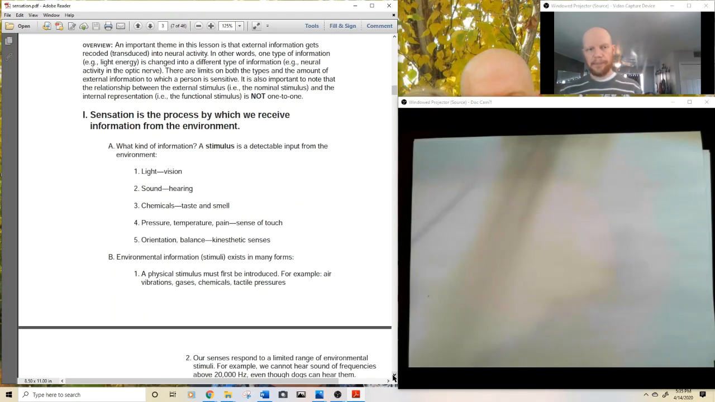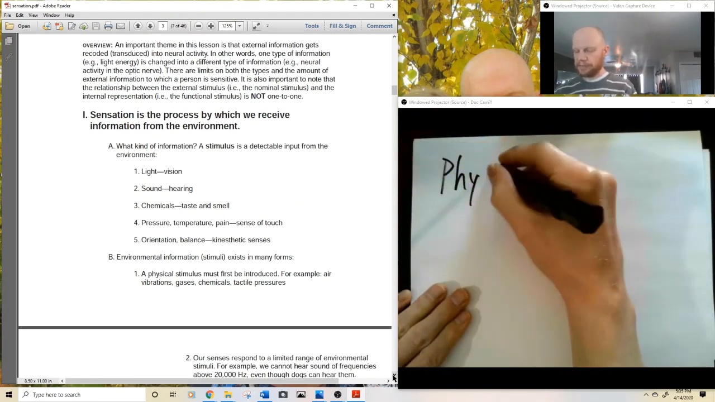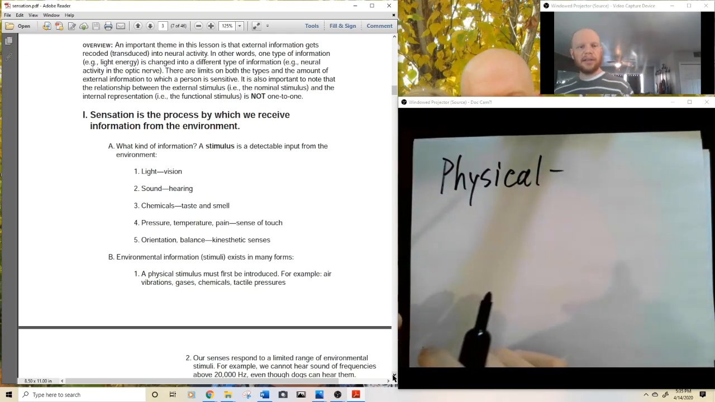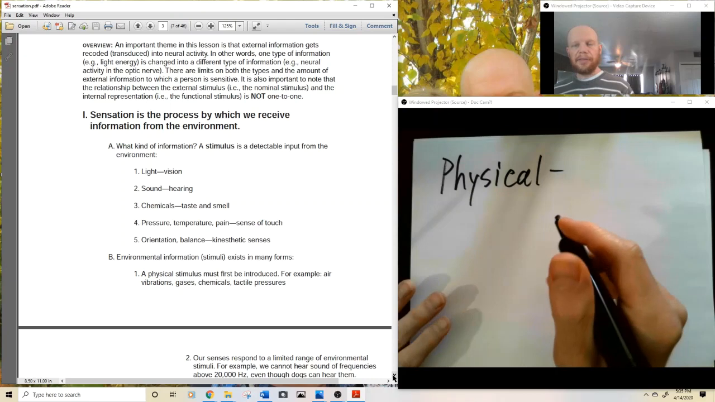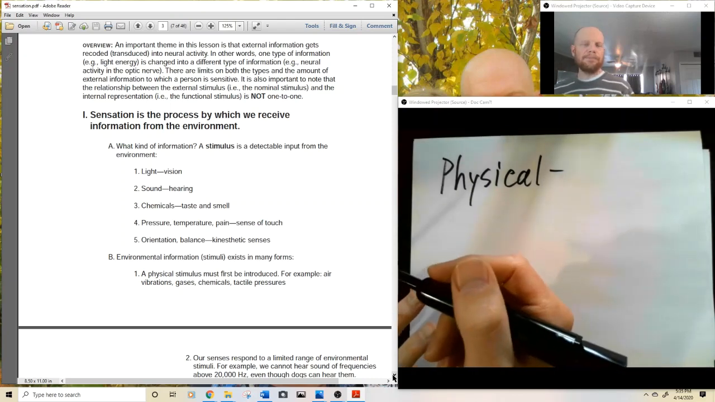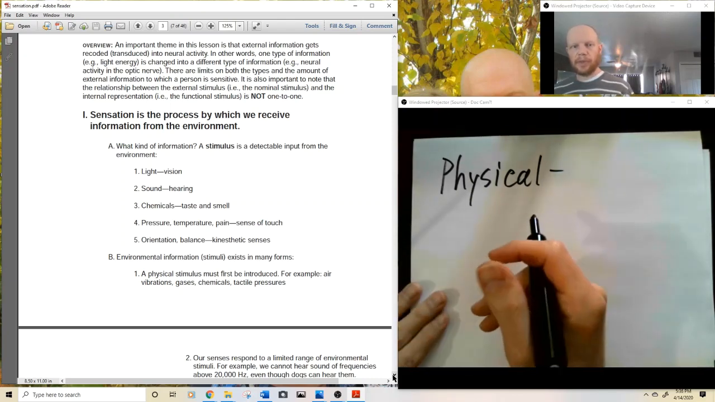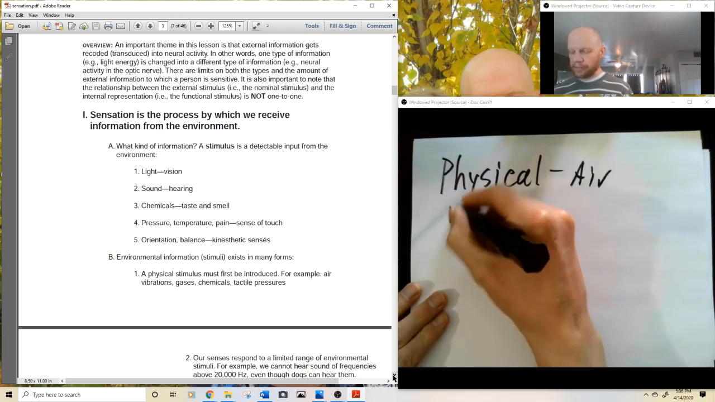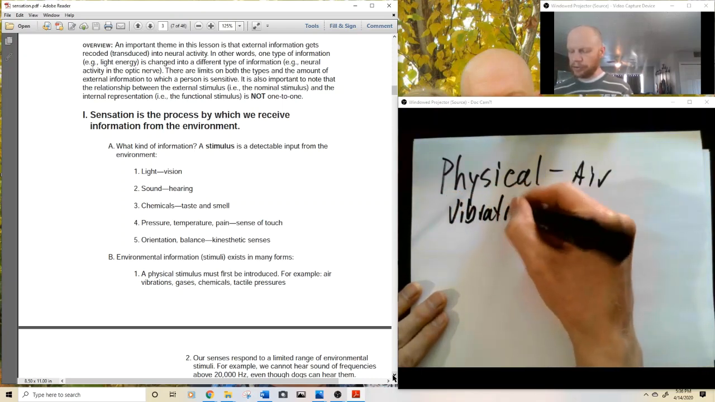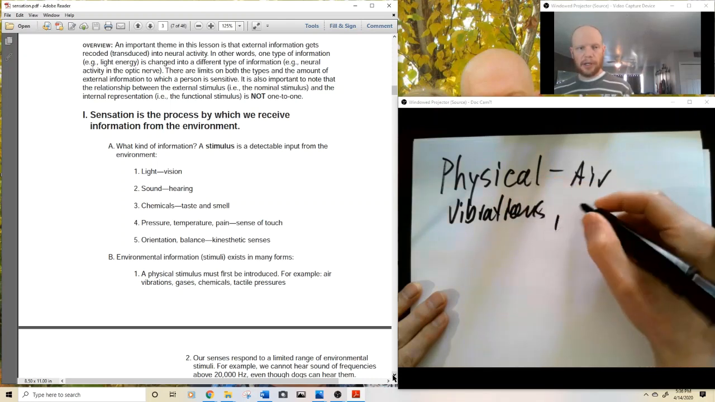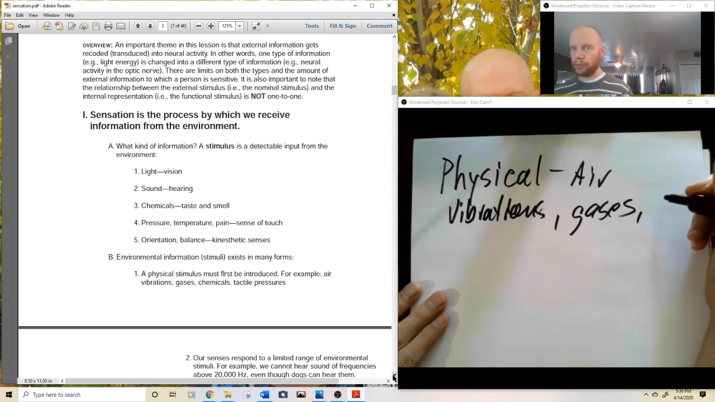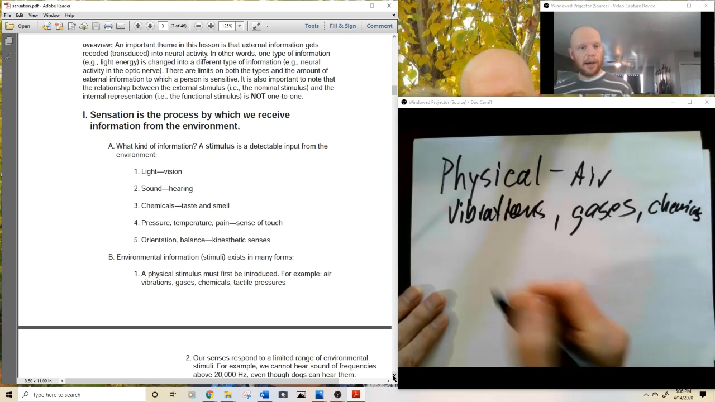So we can have a physical stimulus. A physical stimulus is a thing that you could touch, basically. Air is a physical stimulus. Vibrations are a physical stimulus. They move things. That's what sound is. Gases, which have smells oftentimes or can push on you. Chemicals, as I said. Or pressures.